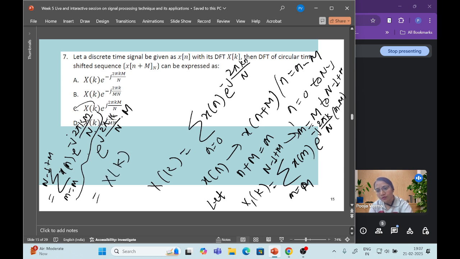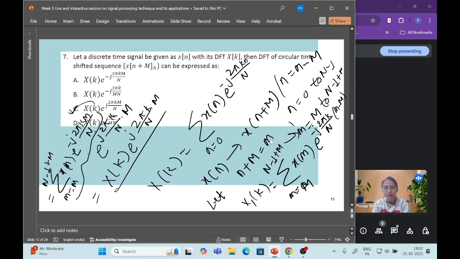So x of k e to the power j 2 pi k capital M by capital N. Okay. So this is the shifted version of x of n plus M. That is option C, the correct answer: X of k e to the power j 2 pi k capital M by n. Okay, so I hope you have got this question.